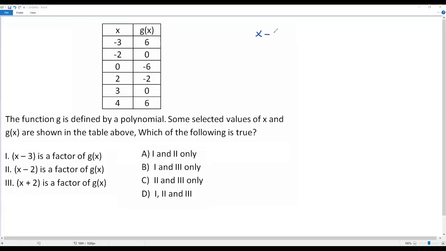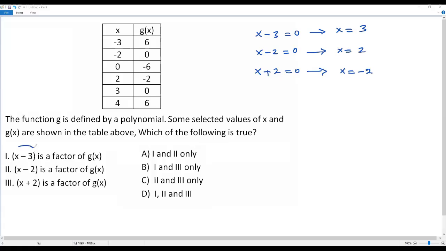Okay, let me equate the first factor, x minus 3 in the first statement, to 0 and solve for x. When x minus 3 equals 0, then I get x equals 3. And now let me equate the factor in the second statement to 0, that is x minus 2 equals 0. Then I'm getting x equals 2. And now let me equate x plus 2 to 0 and solve for x, that is x plus 2 is equal to 0. Then I'm getting x equals minus 2.